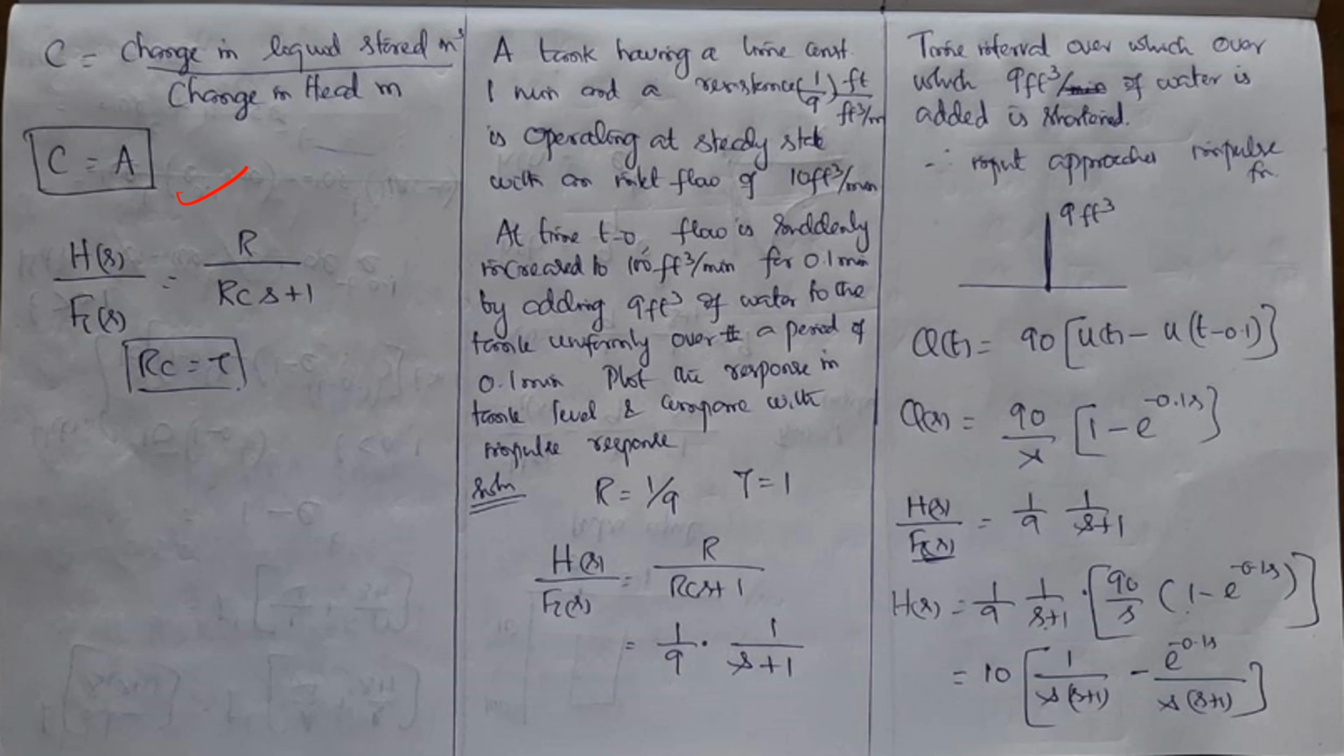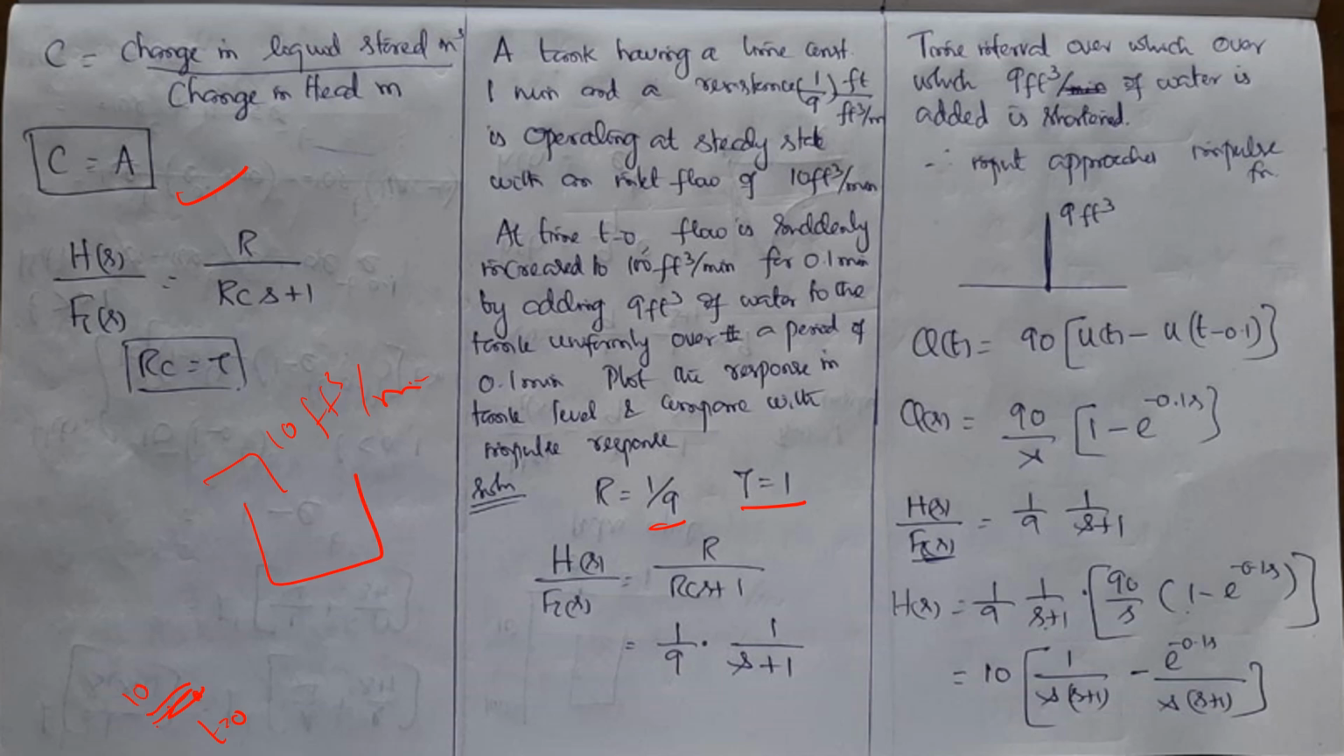In this problem, a tank is taken, and the time constant tau is 1 minute. The resistance is 1 by 9, and the tank is operating under steady state with an inlet flow of 10 feet cube per minute. Then at time t equals 0, initially the flow was 10 only.